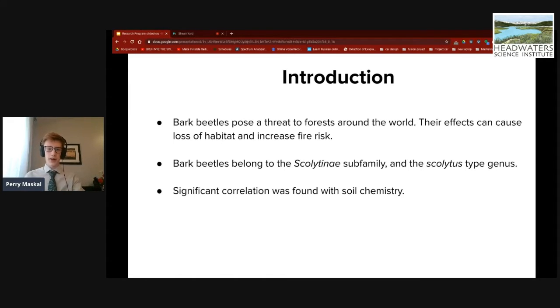Bark beetles pose a threat to the environment in multiple ways. They're responsible for declines in tree populations in forests and kill many of the trees that they successfully infest. This can cause many issues, and especially in California, the increased risk of fire. Species of the subfamily Scolytinae are known to infest the phloem of a tree and consume it, hence the name bark beetles. Correlation was found between the soil chemistry and infestation rates, but not found with the level of urbanization.